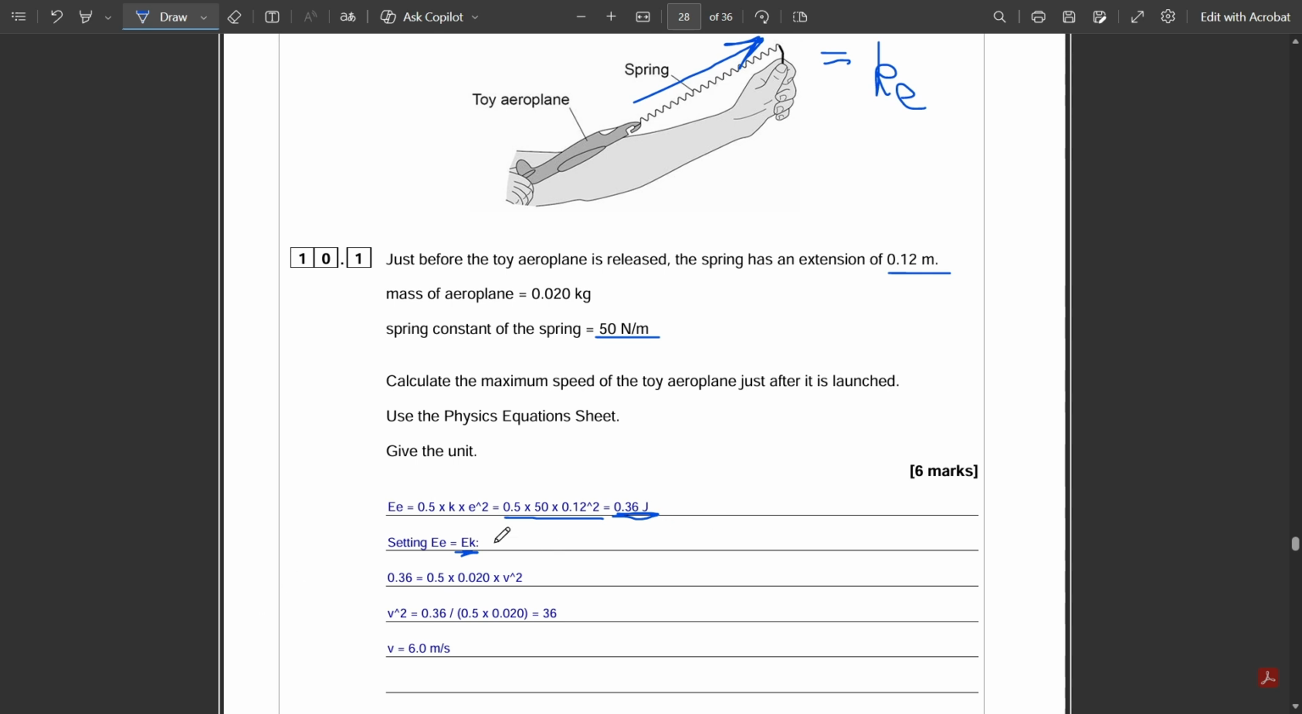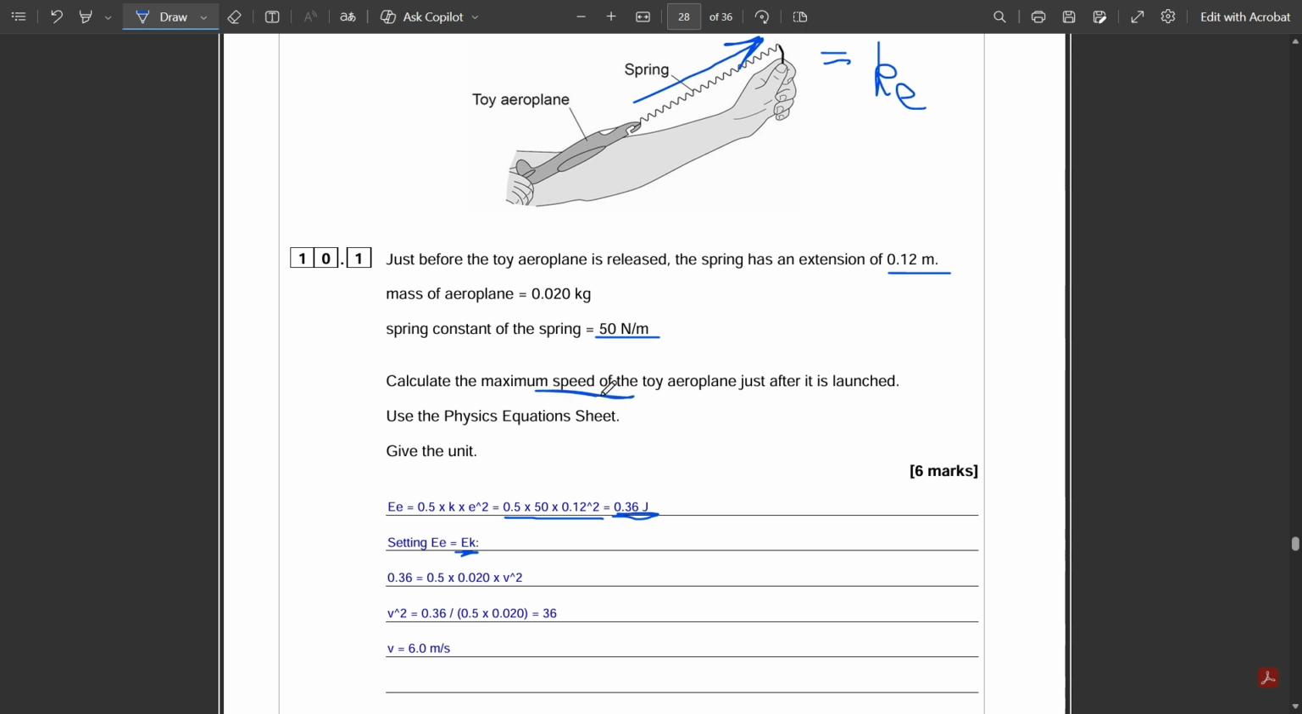Another way to do this is just set the formulas equal to each other and rearrange, but it is easier just to do it in steps, plugging the numbers in. So 0.36 equals 0.5 times 0.02 times v squared. Rearranging, you get v squared equals 0.36 over 0.5 times 0.02 equals 36. And, well, you square root both sides. V equals plus or minus 6 meters per second.